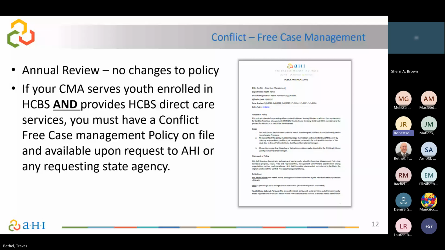Again, we used to collect them from you every year. To date, no one's ever asked me, so that's why we're moving towards just making sure that you have it available upon request. And again, this is only applicable to our children's health home who serve HCBS youth as a care management agency and then also as a provider. Any questions on this policy?